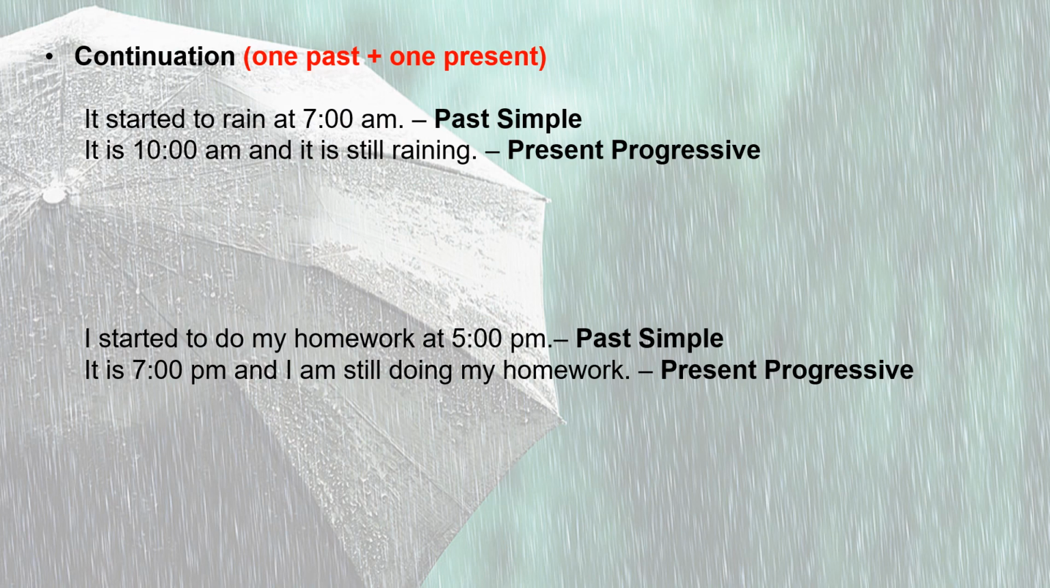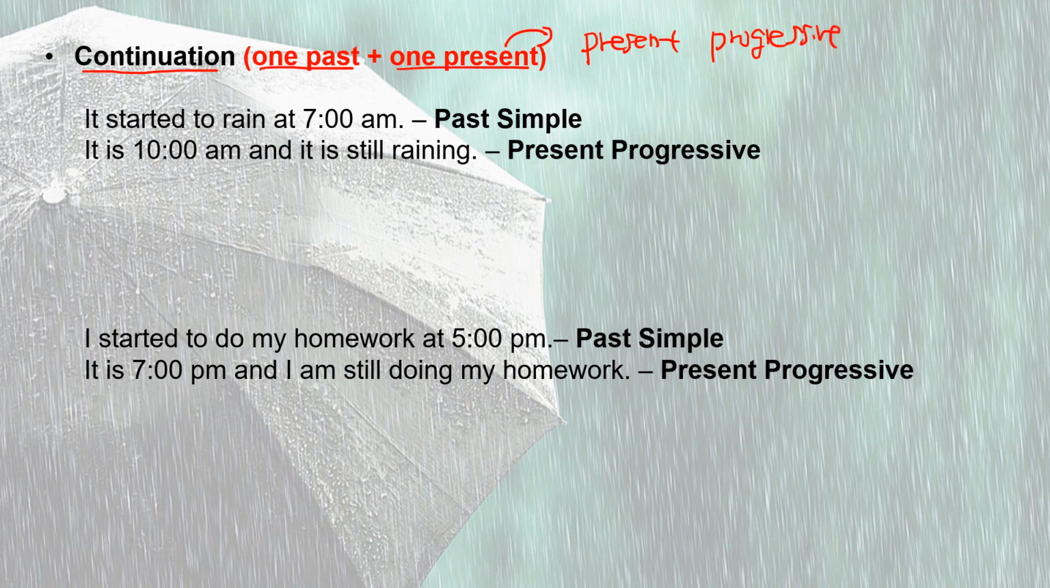Now let us study present perfect progressive in terms of continuation. Present perfect progressive needs one past and one present, but this present needs to be present progressive. So look at the sentences here.